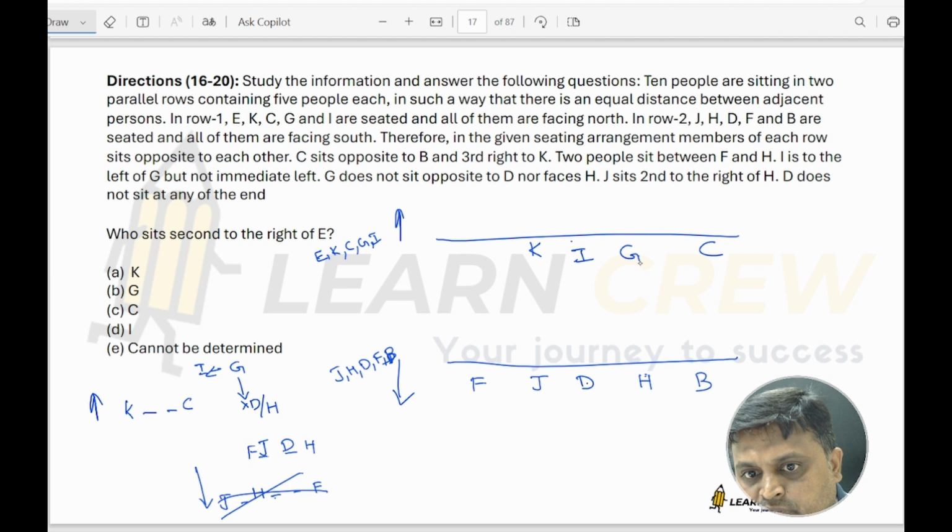If here I is to the left of G, I is the immediate left. So I is not the immediate left of G, so it should not be like this. So I must be here. I's position is this one. I is the left of G. So G has to be either here or here. G does not sit opposite to D, so G has to be here. Now, who is facing D then? The other person in this is E only. This is the thing.